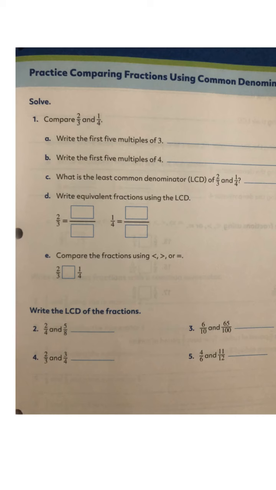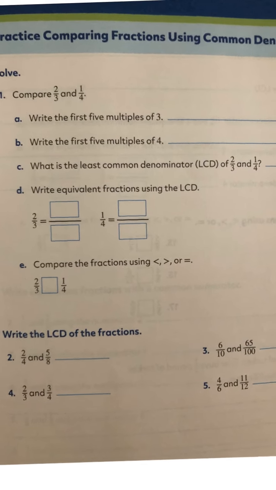So take a look at 2/3 and 1/4. Thirds and fourths are not the same. So what we can do is multiply 3 times 4, multiply those denominators together to get that common denominator of 12, okay? Now, the next step, we can write the first 5 multiples of 3.